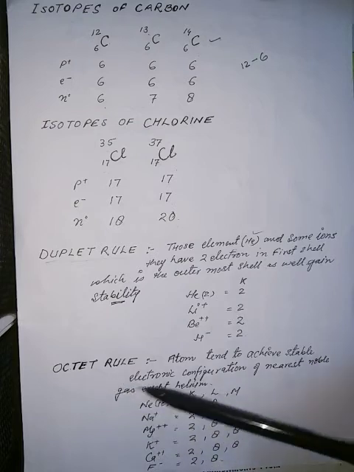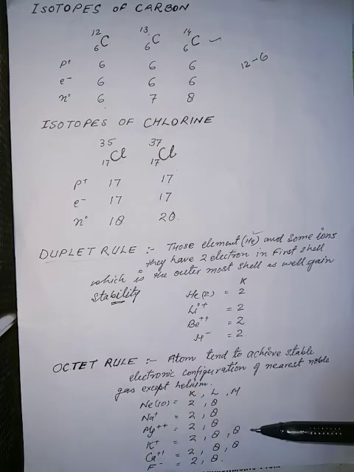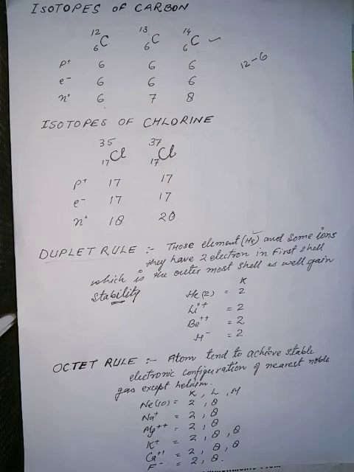What is the octet rule? Octet rule: the elements want to attain 8 electrons in the outermost shell, except helium and the first shell. From the second shell onward, if an element has 8 electrons in the outermost shell, it completes its octet because it is attaining the electronic configuration of the nearest noble gas. See here, neon has atomic number 10 with electronic configuration 2,8. It is the second most stable noble gas after helium.